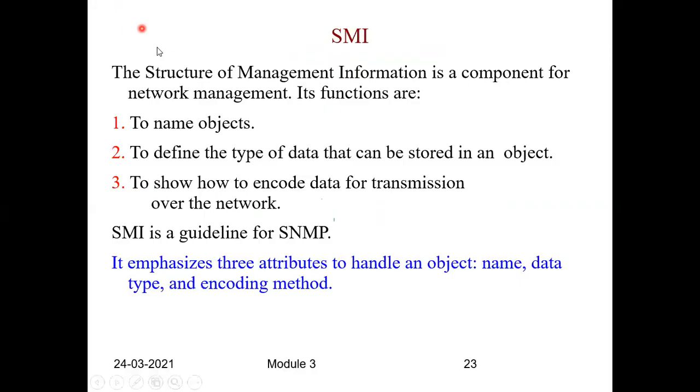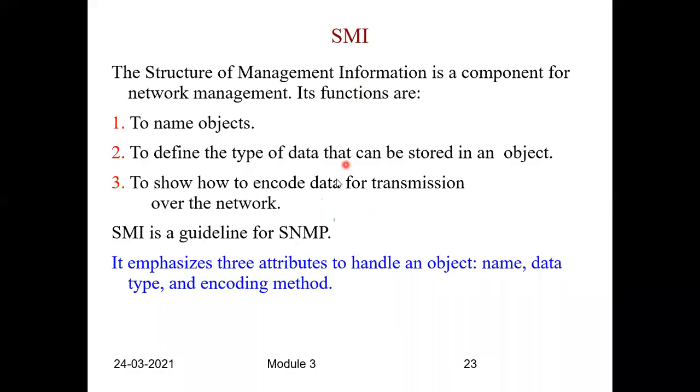Now, what is SMI? The Structure of Management Information is a component for network management. What I had shown you in one line, what was SMI doing? The three basic functions of SMI are to name the object, to define the type of data that can be stored in an object, and to show how to encode data for transmission over the network. So you can say SMI is like a guideline for SNMP.